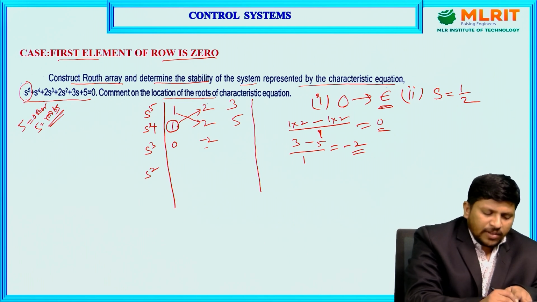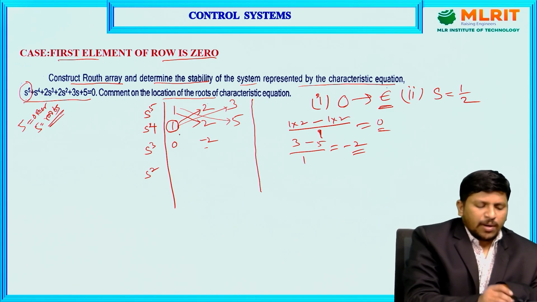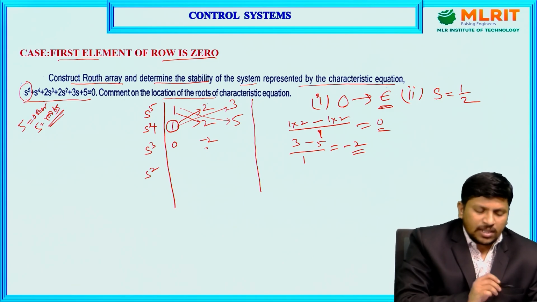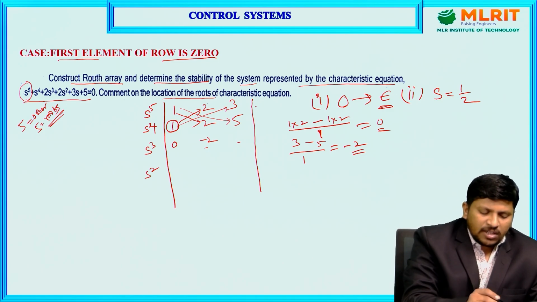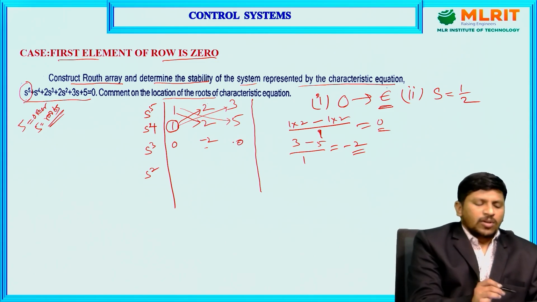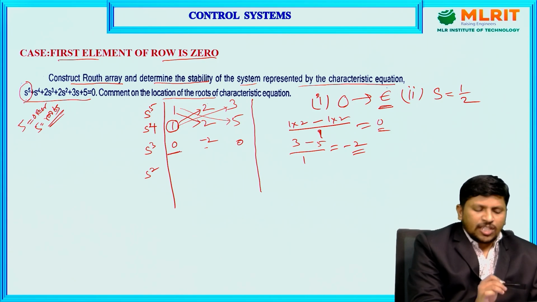1 multiply with the 3, minus 1 multiply with the 5, divided by the base 1. You will get this element. Next, for the next row element, there is no element, so consider it as 0.